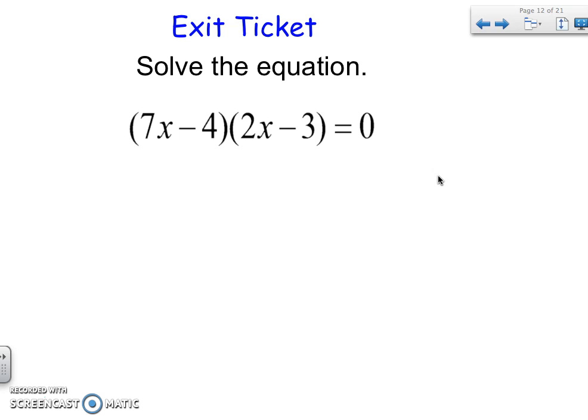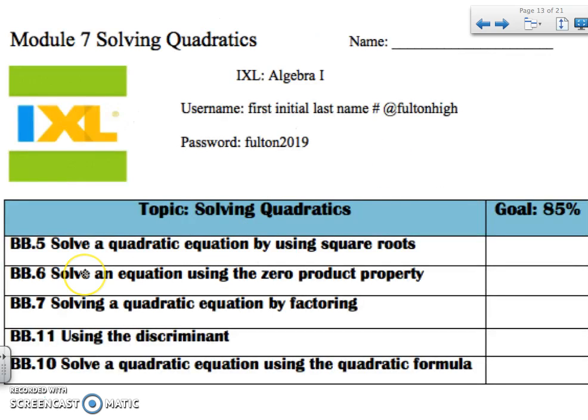Okay. So we'll work on our IXL for finding zero product property, which would be BB6.